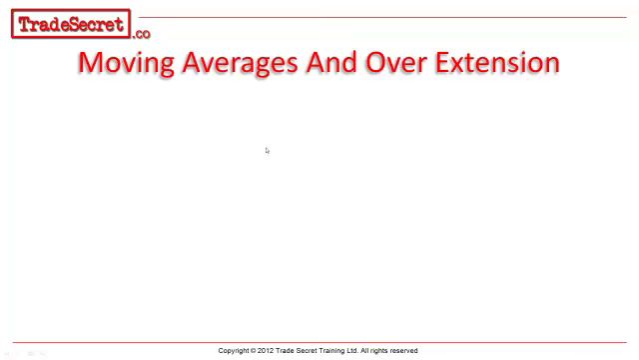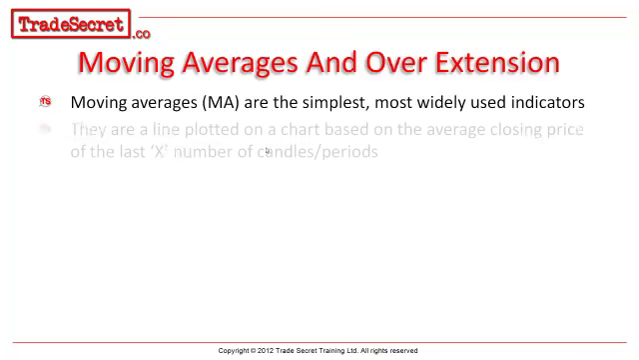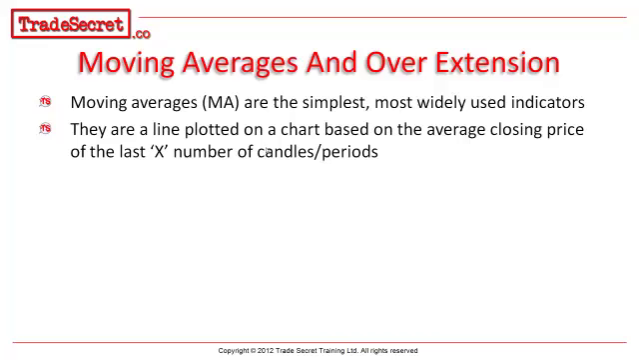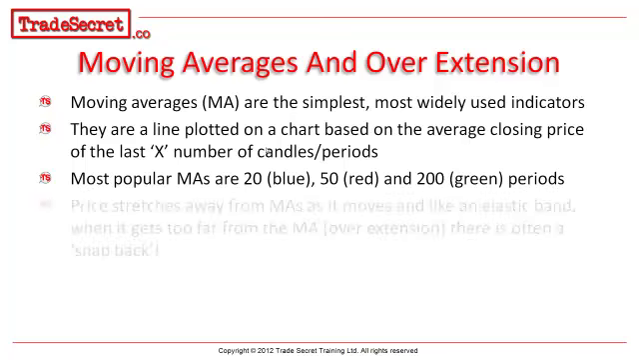Moving averages and overextension. Moving averages are the simplest, most widely used indicators. They're essentially a line plotted on a chart based on the average closing price of the last X number of candles or periods. The most popular moving averages are the 20, which is often coloured blue, the 50, which is typically red, and 200, which is green periods.